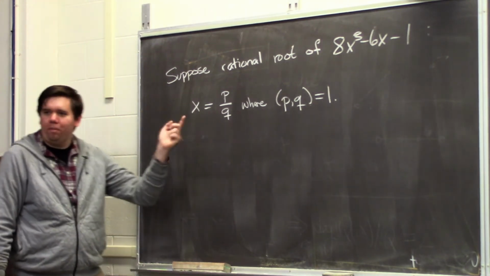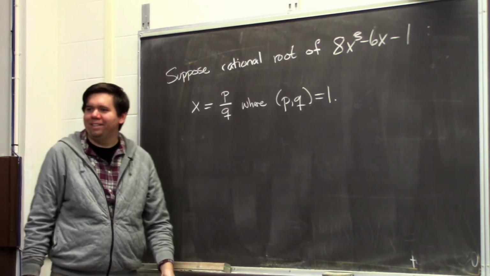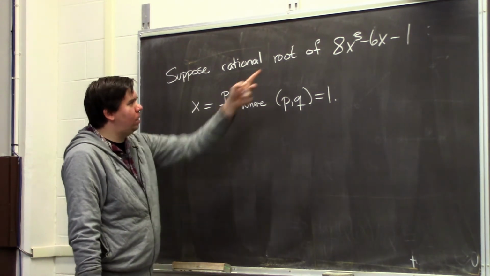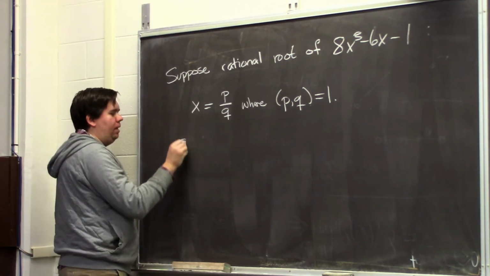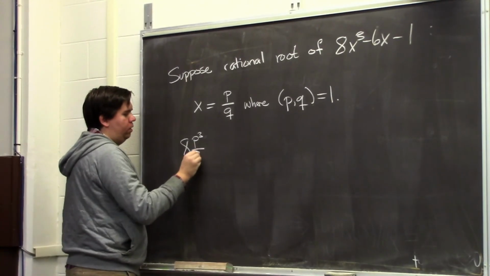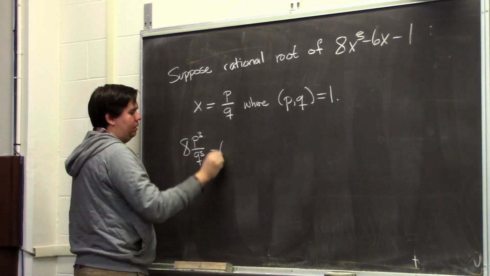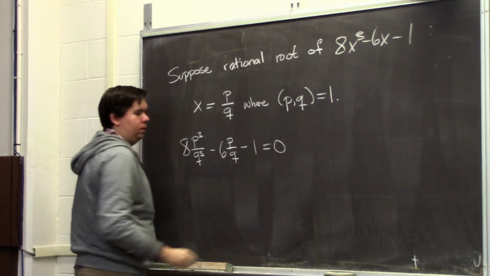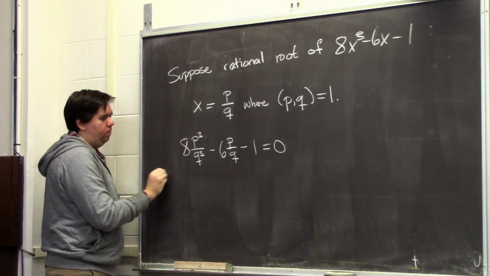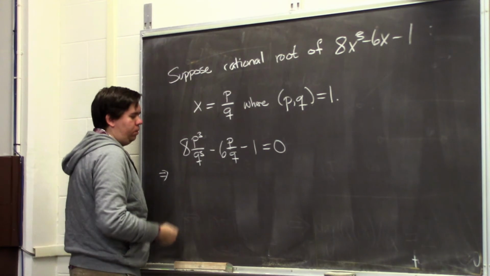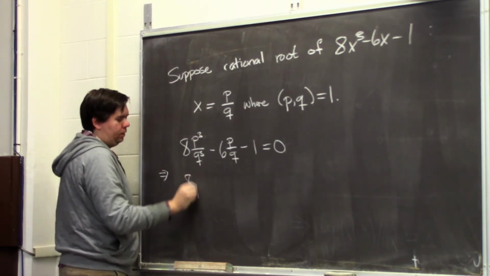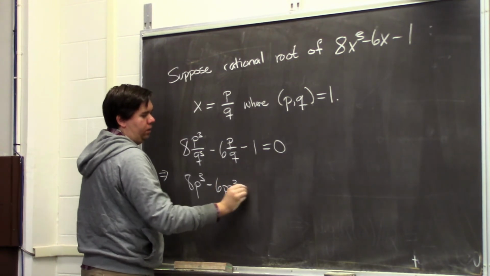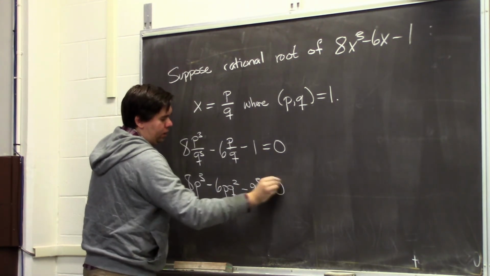This is going to begin looking familiar for those who have done the B55. So what does this mean? Well, let's plug it in. That means 8p cubed over q cubed minus 6p over q minus 1 is 0. But that implies, multiplying through by q cubed, 8p cubed minus 6pq squared minus q cubed is 0.